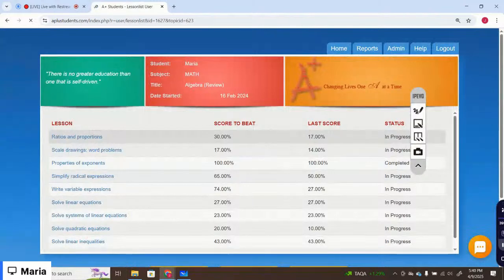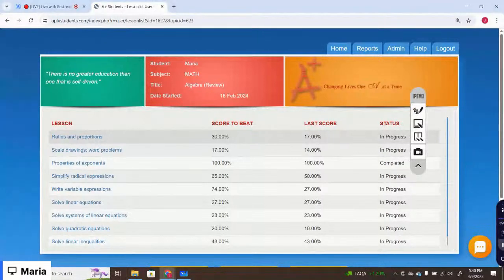Okay, so we were working on grade 10 math. The chapter we're working on is algebra. The lessons we have covered today are ratios and proportions, scale drawings, word problems, properties of exponents, and simplify radical expressions. So you can complete the lessons by yourself later today.